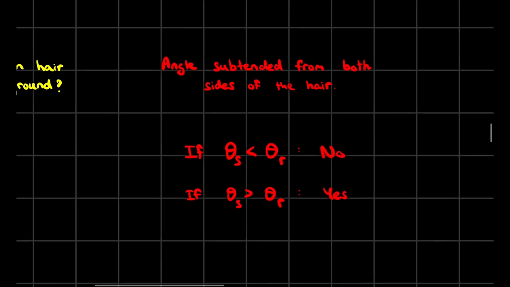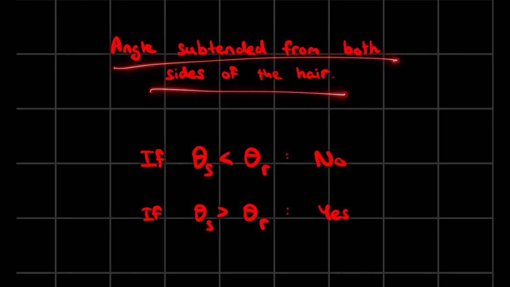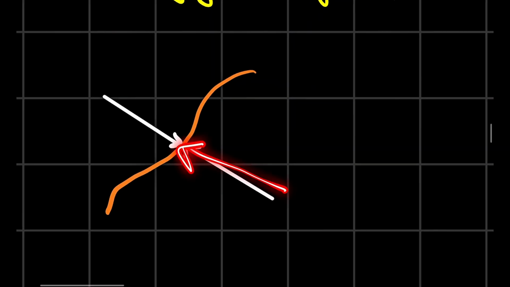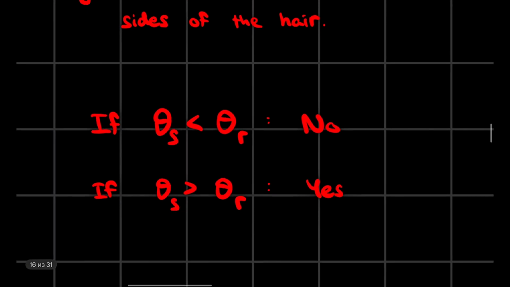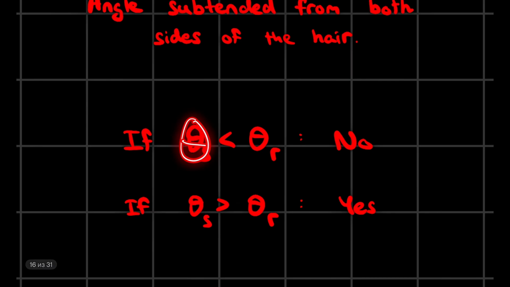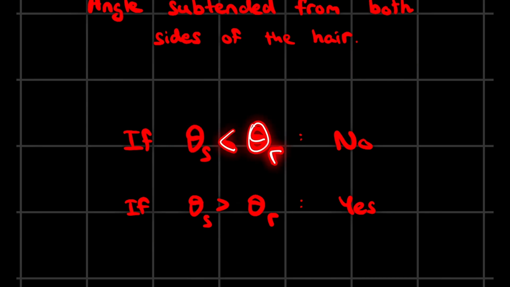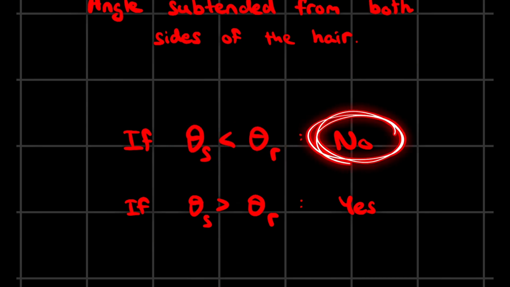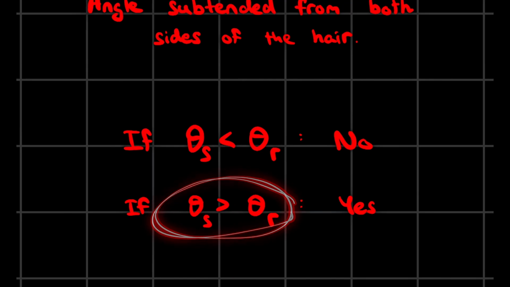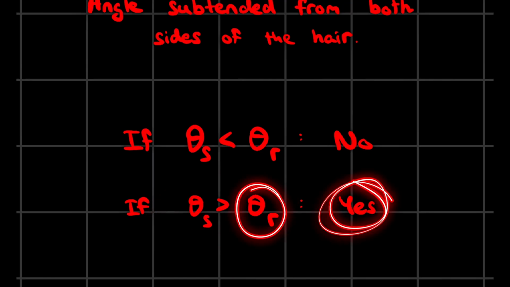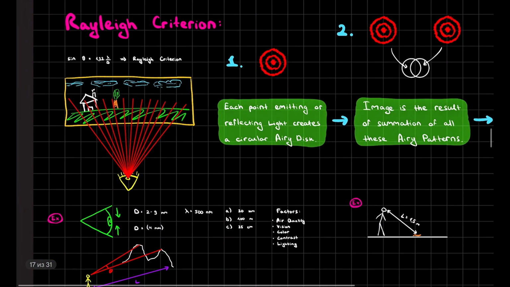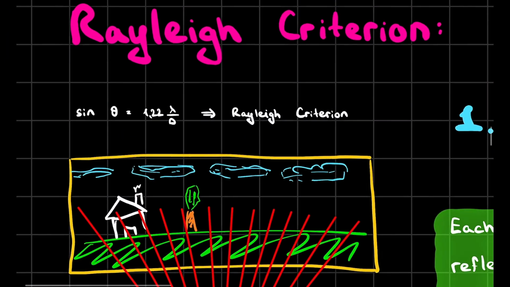Okay. So the angle subtended from both sides of the hair. By subtended, we mean the angle between these two sides. If that angular size is smaller than our angle of resolution, then we cannot see the object. But if its size is larger than our angle of resolution, then yes, we can see it. Why not? Okay. Right now, let's talk about something called the Rayleigh criterion.